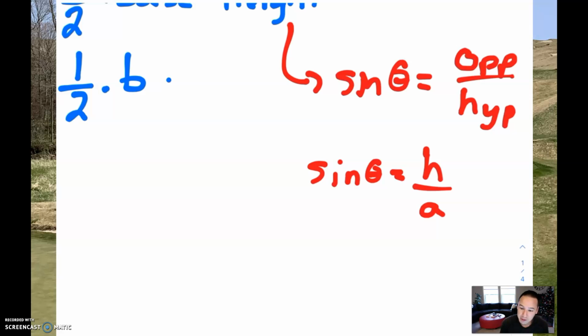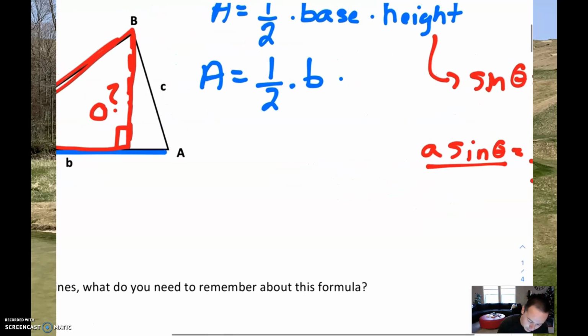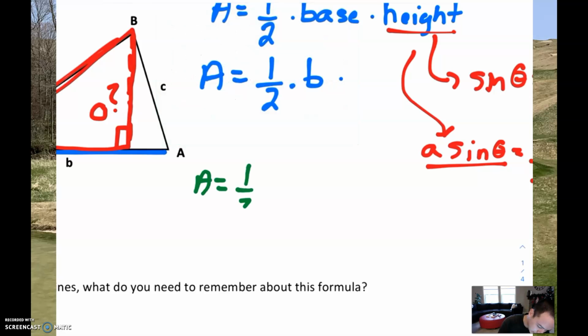So if I were trying to solve for the height, I'm trying to get this height all by itself. We have to multiply both sides by a, which now leaves us the height of that triangle is equal to a times sine of theta. So if we replace the height with a sine theta, it would end up becoming area equals 1/2 times the base times a sine theta.